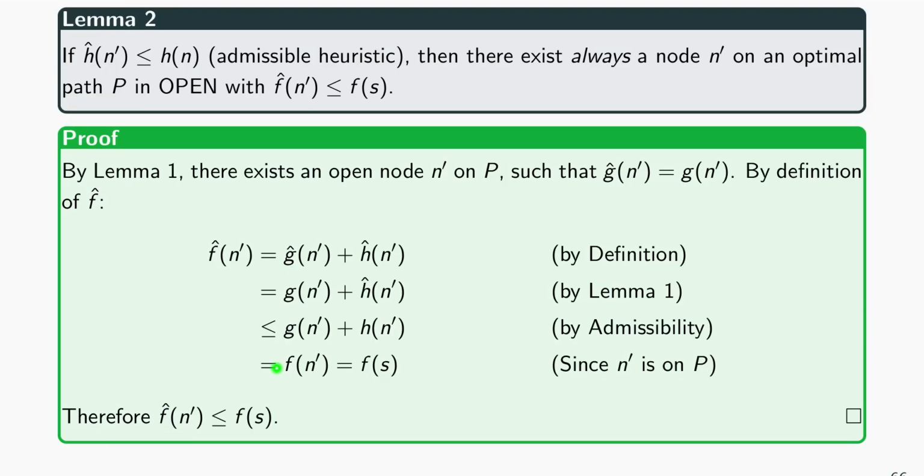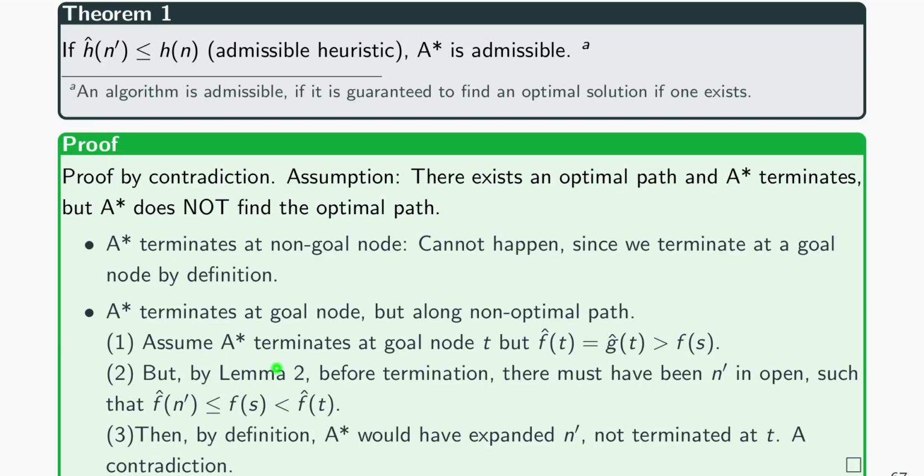Any question about these proofs? All right, then we just bring it together. This proof is a bit weird because it has all of these cases. It tries to do a proof by contradiction. So let's assume that we terminate and we don't return the optimal path. And then we show that this can't happen.